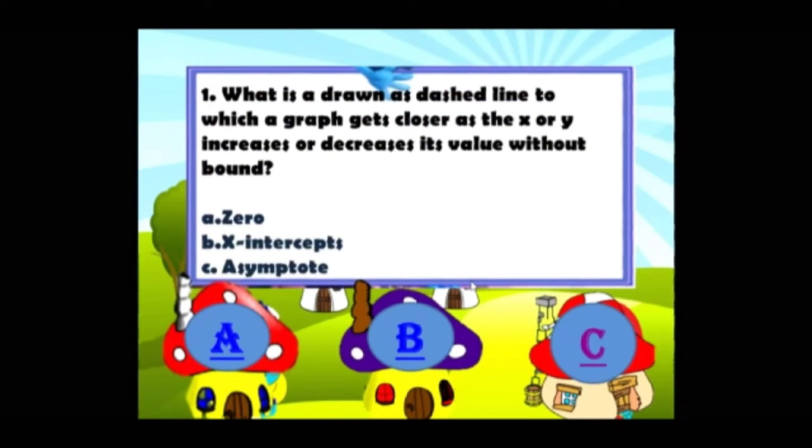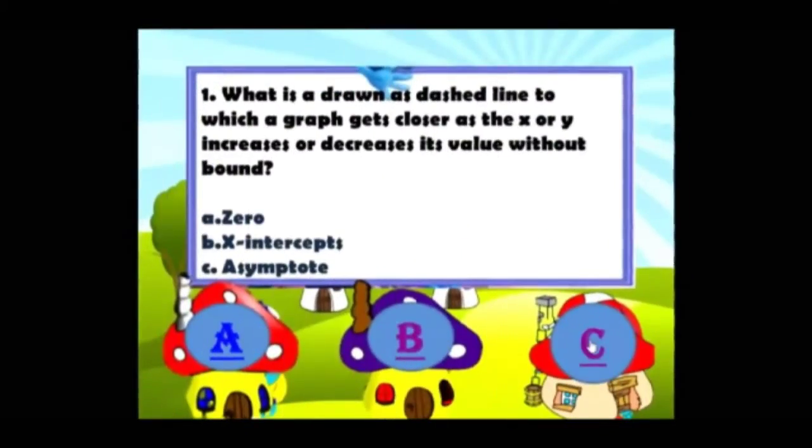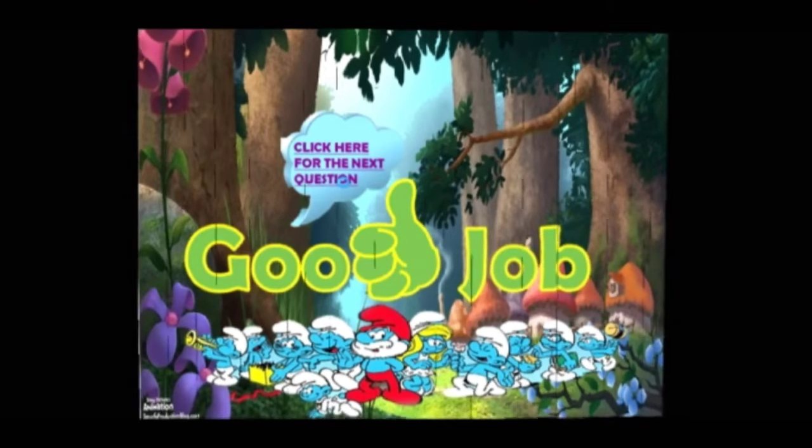Please answer, Miss Noemi. What is drawn as a dashed line to which a graph gets closer as the x or y increases or decreases its value without bound? Your answer is letter B. Wrong. Try again. Your answer is letter C. Miss Noemi.